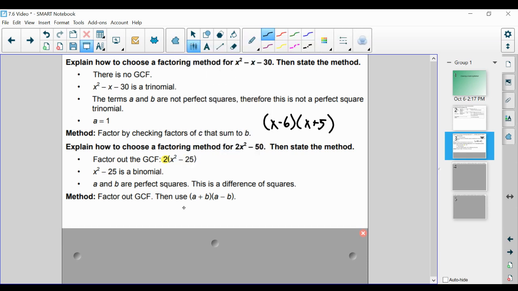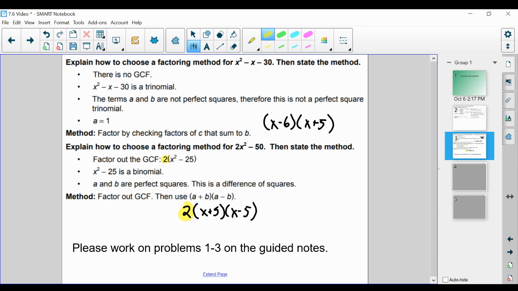When we do have our answer, it would be 2 times x plus 5, x minus 5. And again, that 2 is coming along for the ride. It's still part of that overall expression. So if we were to use the multiplying process, we would still have to send that factor of 2 back into everything. Awesome. With this in mind, please work on problems 1 through 3 on the guided notes and resume when you're ready to move forward.